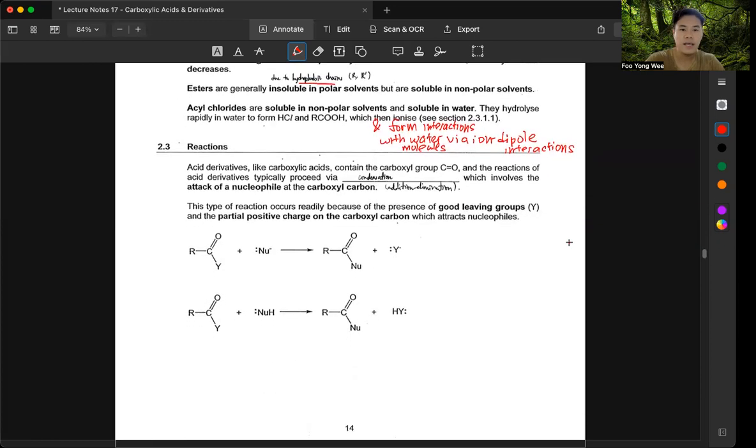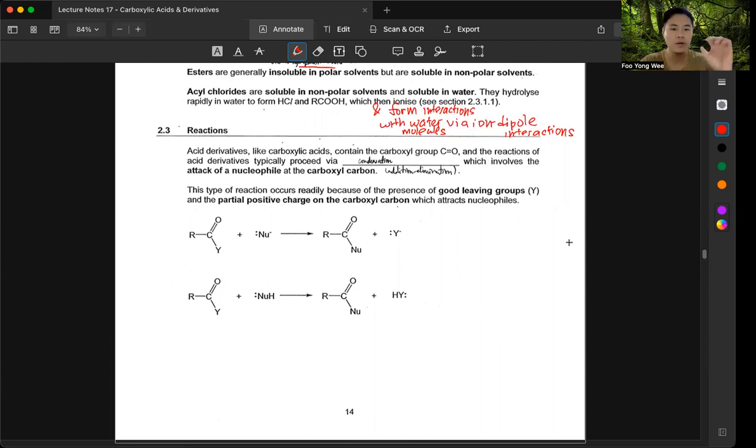All right. Now, acid derivatives like carboxylic acid have the carboxyl group C double bond O, and the reactions proceed via condensation, which involves the attack of the nucleophile at the carboxyl carbon. So the nucleophile will attack it. The carbon has a partial positive charge because of the halogen that is electronegative, as well as the O. They pull the electrons closer to themselves, making the carbon partial positive to a large extent, and that attracts your nucleophile. All right.